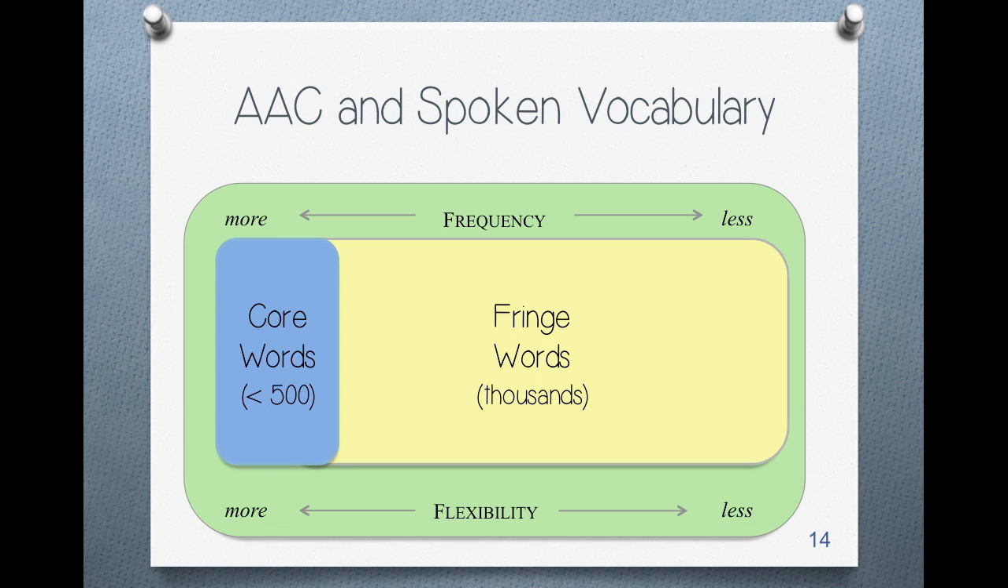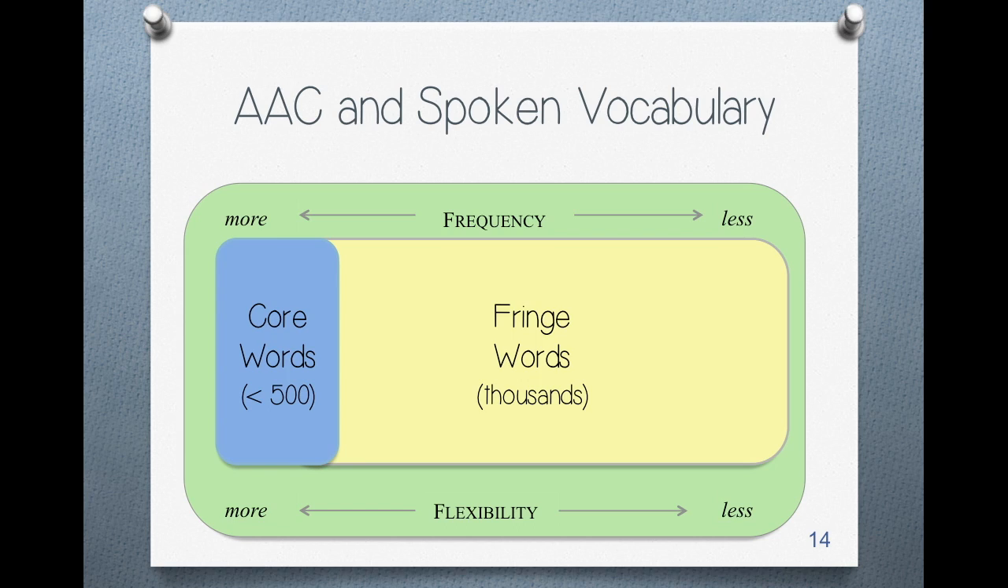Flexibility refers to how many ways a word can be used or how many different meanings it can have. So the more meanings, the more flexible a word is. The more specific a word is, the less flexible it is. So what we can see from this graphic is that core words are more flexible and they occur more frequently. And fringe words are less flexible and they individually occur less frequently than core.